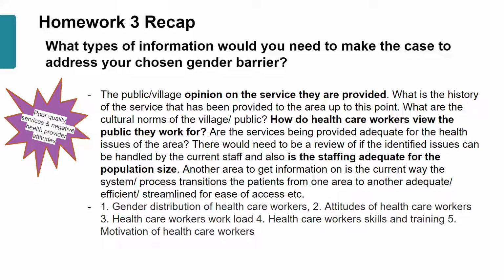And then, is the staffing adequate for the population size? We know that globally there's a huge staffing shortage for healthcare workers. And lastly, somebody mentioned all five of these very well: gender distribution of healthcare workers, attitudes of the healthcare workers, workload, their skills and training, and their motivation. All those are spot on. So that's it for the homework recap. I'm going to pass this over to Rebecca Fields, and she's going to be talking to us about assessing progress to reduce gender-related barriers to immunization.